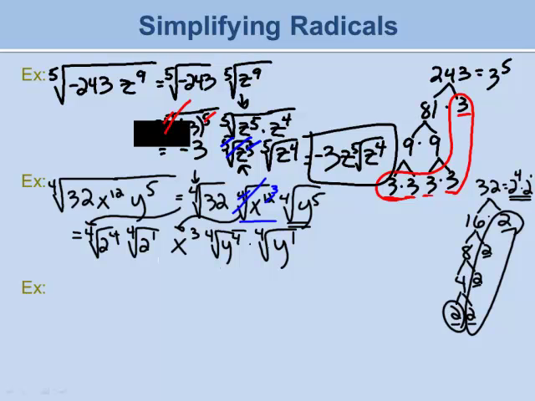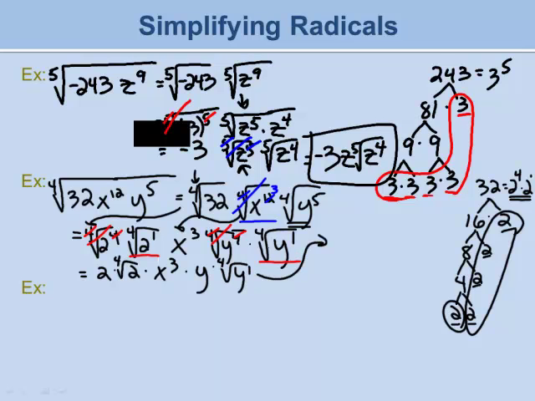Now for each of those, we're going to simplify where we can. Our power and our index match here, and our sign goes. Here, same thing is true. Our power and our index match, and our sign goes. For this factor here, our power is less than our index, so that's simplified already, as is this. So what we're left with here is 2 times the 4th root of 2 times x cubed times y times the 4th root of y to the 1st.